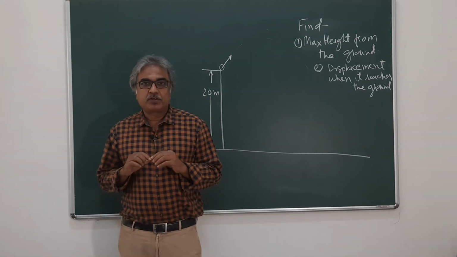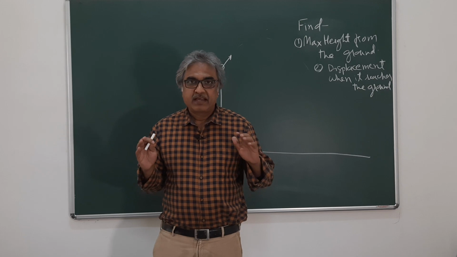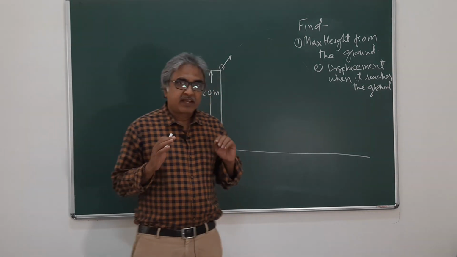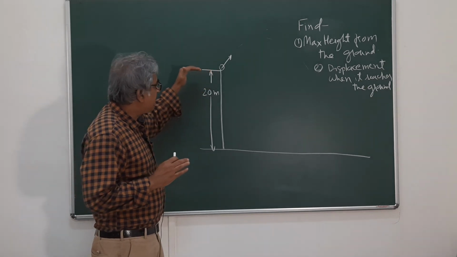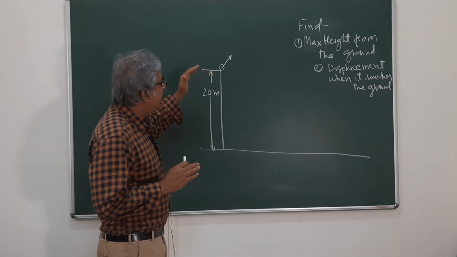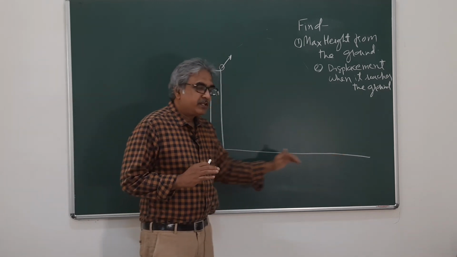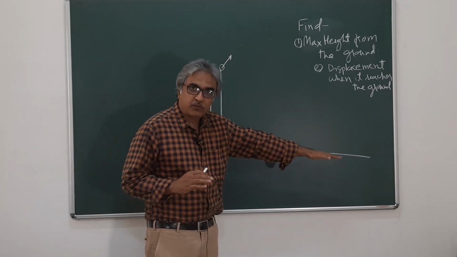Video lecture was on ground to ground projectile. We would now consider a case where a projectile is fired from a certain height. Let's say it's 20 meters, and then it would land on the ground. So it's fired from a certain height and then it comes to the ground.